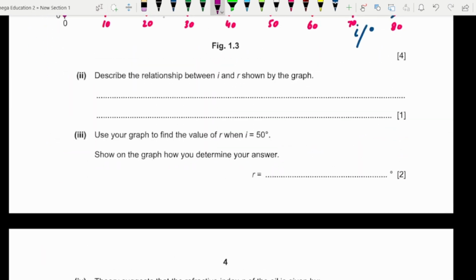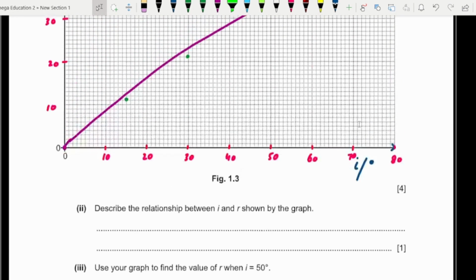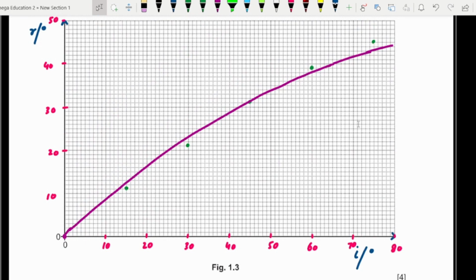Anyway, describe the relationship between I and R shown by the diagram. What it shows is if you increase the angle of incidence, the angle of refraction also increases. They are not directly proportional to each other because it's not a straight line. But if you increase the angle of incidence, the angle of refraction increases.